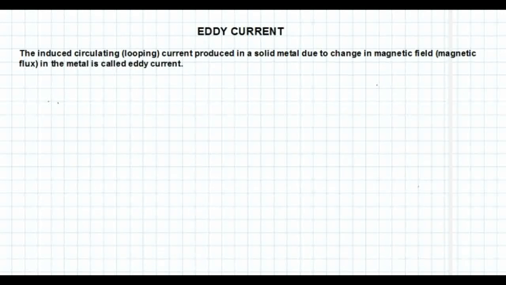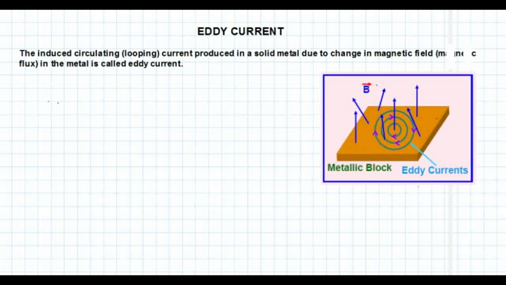So I repeat, it is not a thin wire, it is not a thin conductor, it is not a coil, but it is a big solid metal, right? It is a big solid block which is placed in a magnetic field, and that magnetic field is varying. Then a current is produced within this metal, which is called eddy current.